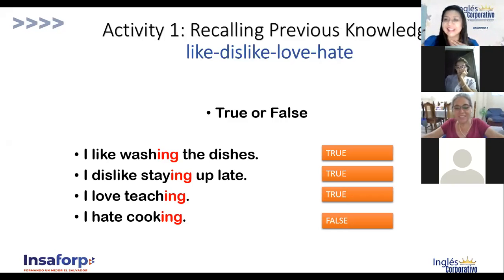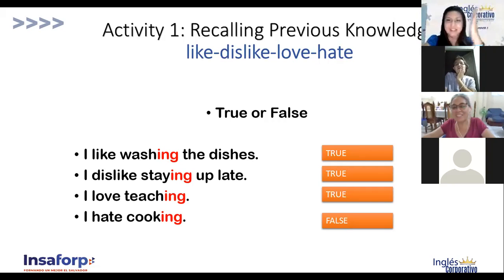Yes, ironing. Oh, that is something that I hate doing. I hate ironing the clothes. I prefer to buy clothes that we don't have to iron because that is something that I don't like doing. Do you like ironing the clothes? I dislike ironing, but yeah, no hate. I dislike washing the clothes. Okay, some people dislike folding the clothes.